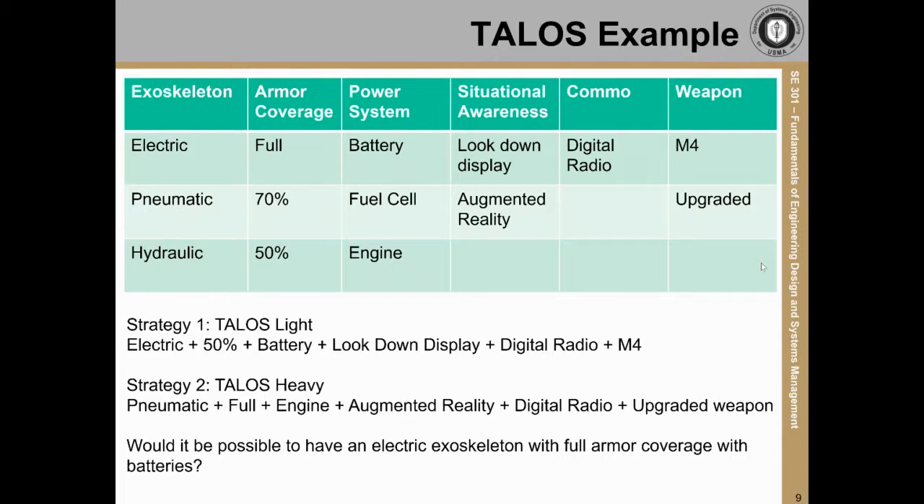When we started doing the functional decomposition of TALOS and looking at all the different components that went into it, we found that it had these following 6 components. It had exoskeleton, armor, power, situational awareness capabilities, communication devices, and weapons. So you can see that each of those is represented in a column in this morphological box. For the exoskeleton, we had 3 different alternatives: electric, pneumatic, and hydraulic. We had armor coverage: full armor coverage, 70% and 50%.